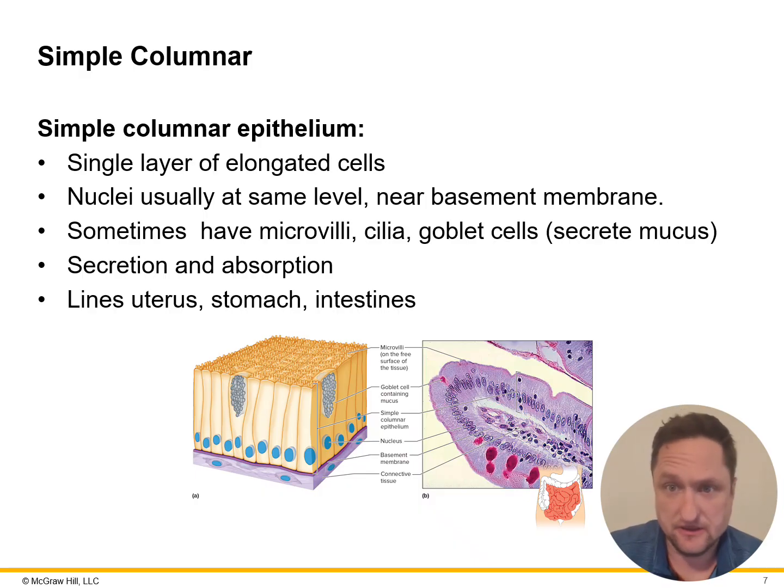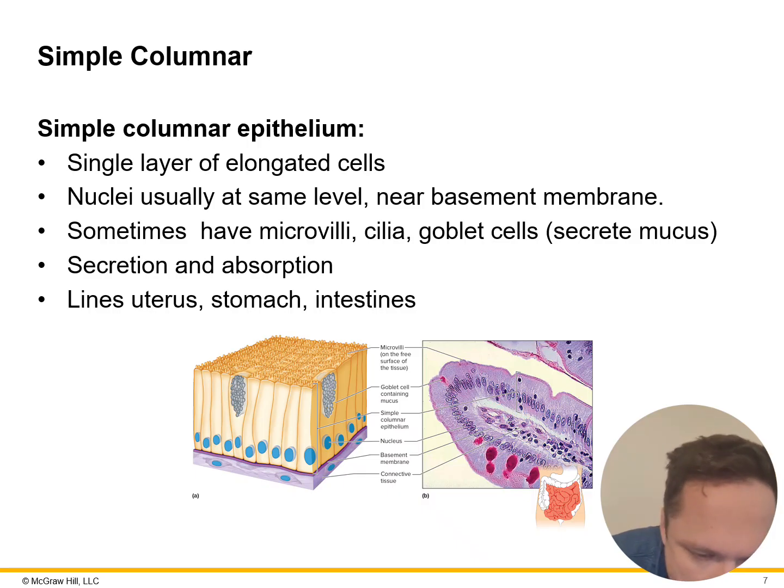So it also has a nucleus, but it's near the basement membrane. And so the basement membrane in all these is the purple bottom. They all have the same basement membrane. This one functions primarily in absorption and secretion. This tissue specifically lines much of the digestive tract, from the stomach through the intestines, and portions of the uterus. It often contains microvilli, which increase surface area for absorption, and goblet cells.